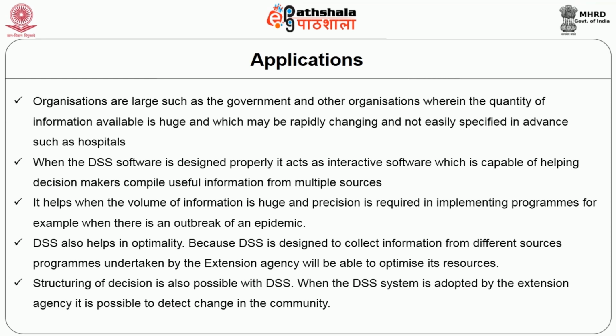Then another time when we use a DSS is when the volume of information is really large. When lots of information is available and it requires the basis on which the decisions have to be taken, then we use a DSS. DSS also is used when we need to optimize the decisions and we need to structure a particular decision. That is when we use a DSS. It helps in structuring the decision making process.